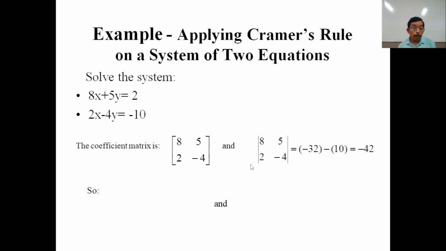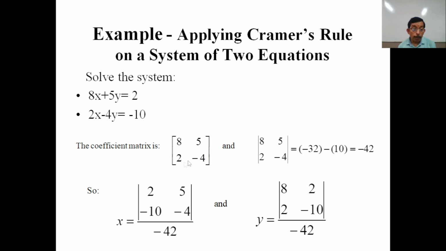Now we solve this coefficient matrix. The solution is the difference of the cross multiplication of the elements. It is minus 42. Now the value of x: the coefficient matrix first column, 8 and 2, is replaced by the constants 2 and minus 10, and divided by the coefficient matrix value, minus 42. Now for y, the second column, 5 and minus 4, is replaced by the constant values. The first column stays the same. Then 5 is replaced by 2 and minus 4 is replaced by minus 10, and divided by minus 42. It is clear?